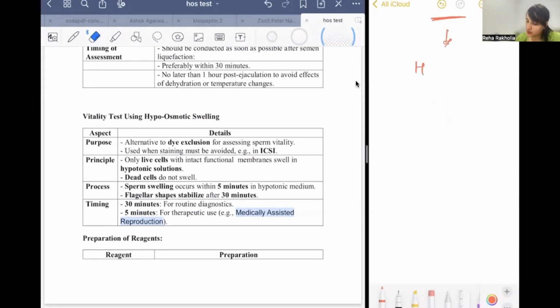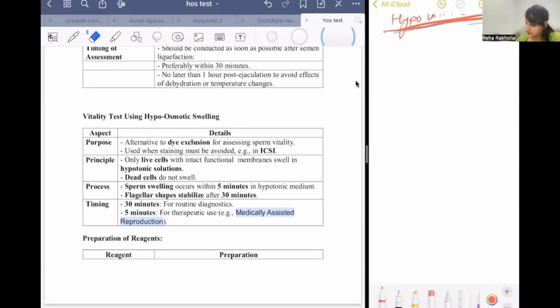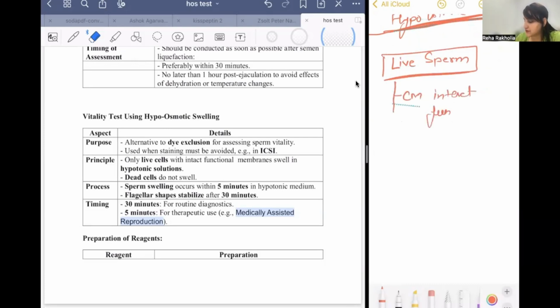Now we'll talk particularly about the hypo-osmotic swelling test, the HOS test. What does this mean? Swelling of the sperm in hypo-osmotic solution. Now I'll talk about the principle. We'll talk about live sperm first. In live sperm, the cell membrane is intact and functional. Basically, the HOS test tells about the functionality, and the dye exclusion test about the intactness.